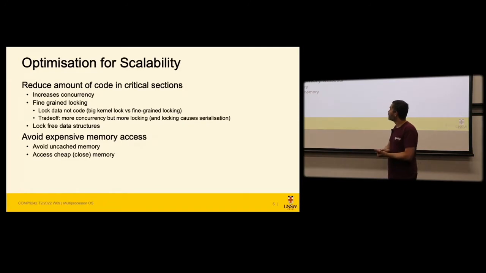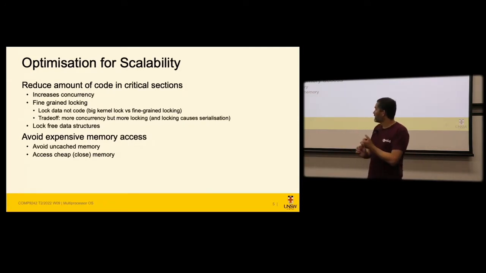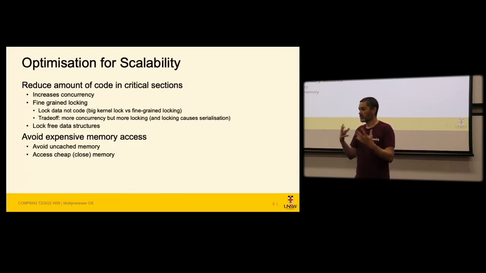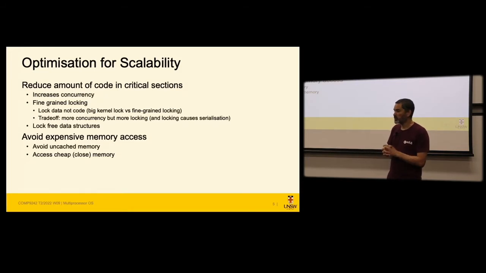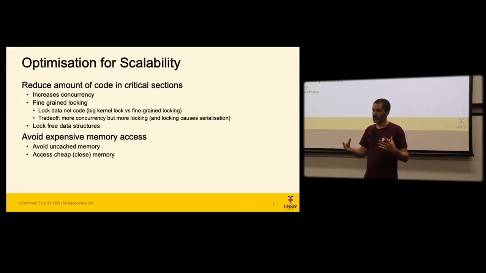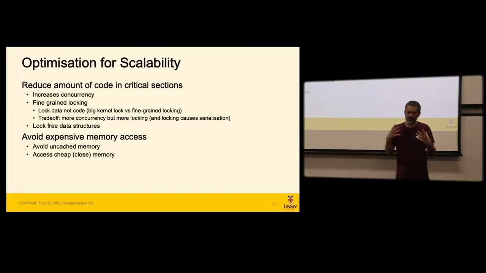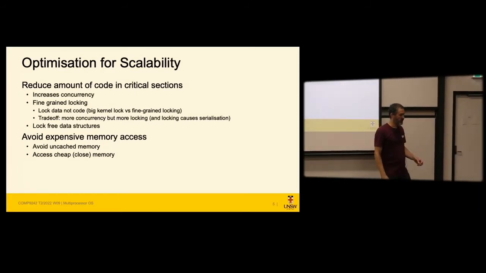The next thing you can do is try to avoid expensive memory accesses. So these are things like try to avoid accessing uncached memory. Take advantage of the cache as much as possible. So set your memory up, set your data structures up such that they're likely to be in cache when you need them. And access cheap memory. So in a NUMA machine, you want to access the memory that's close by rather than the memory that's far away. So you want to set up your systems, your software, so that it does that.